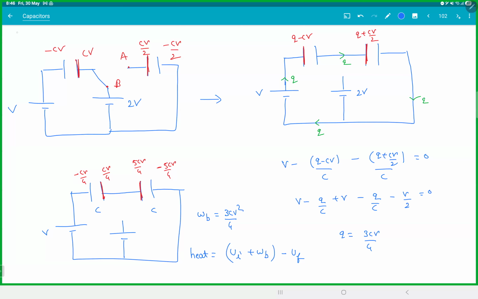But there's a much better way to do this. Now look at the third question. If I keep on flipping the switch between A and B continuously, what is the final charge? Think, I'll give you a minute. How do you approach that one?